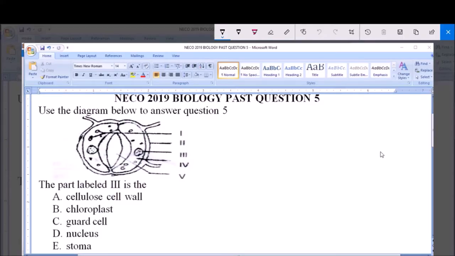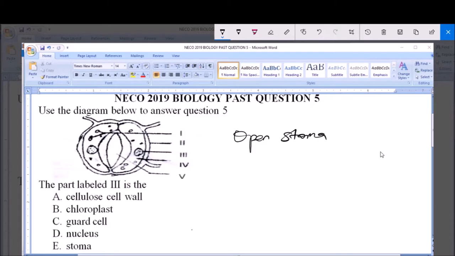I will be answering NECO 2019 biology past question 5. Use the diagram below to answer question 5. Now this is the diagram given to us, and this diagram represents an open stoma, or you can call it a stomata.